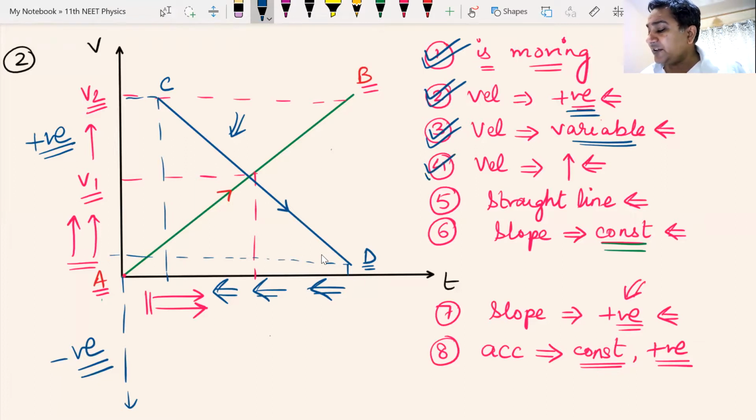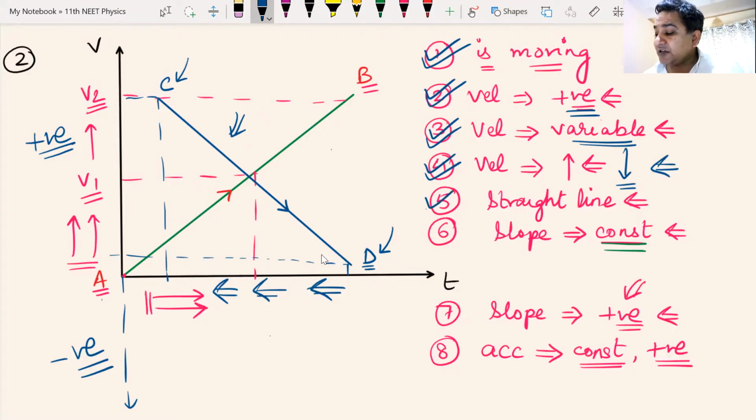Let us come to point number 4. Is the velocity increasing? No, the velocity is decreasing. At C, the velocity is very high. At D, the velocity is very less. So the velocity is decreasing. This thing has changed from the previous case.